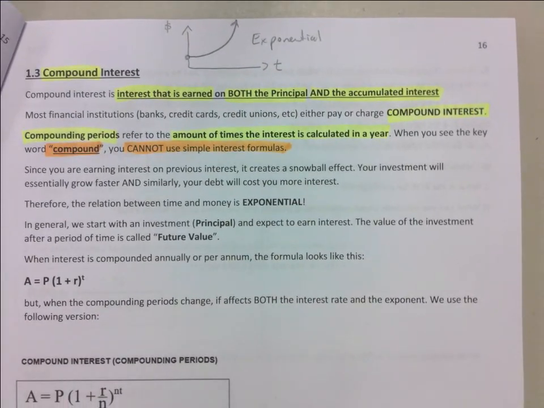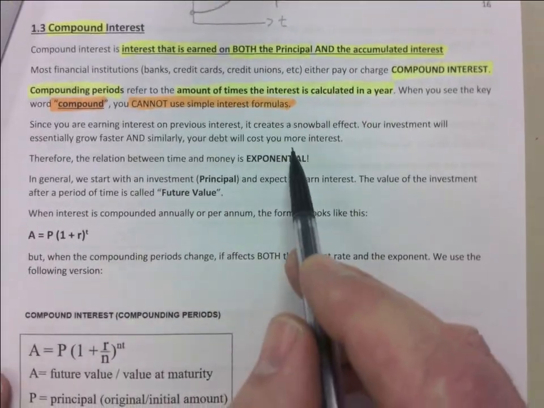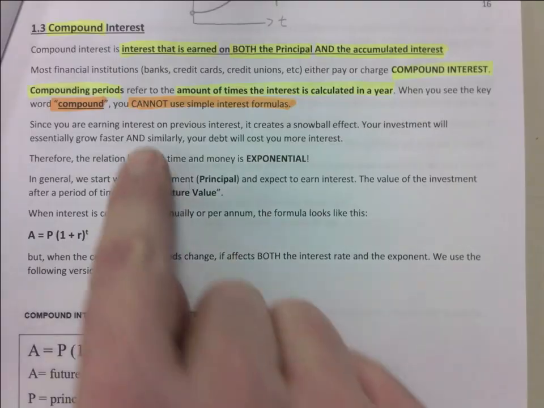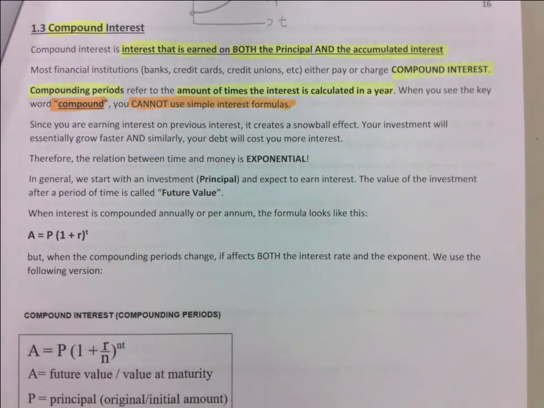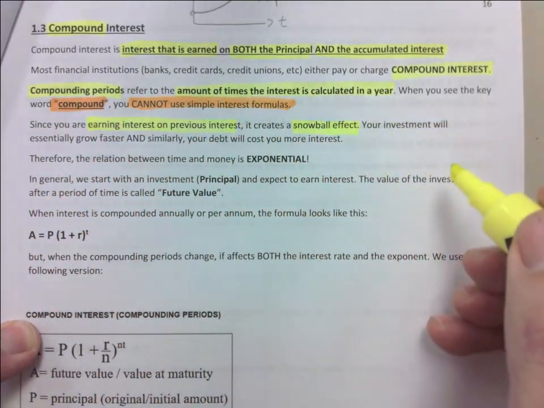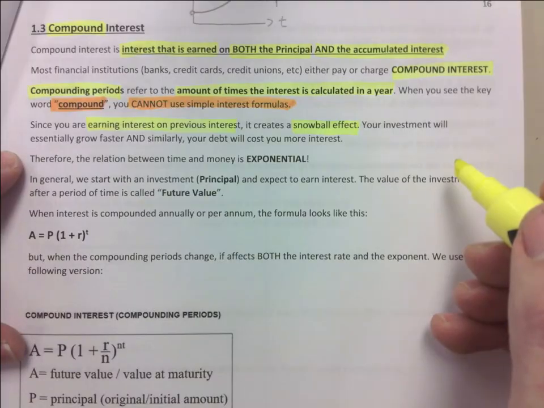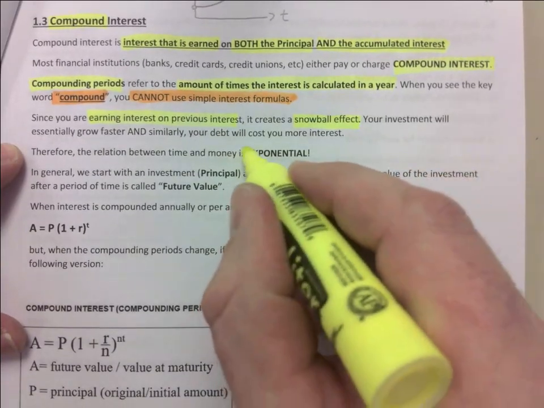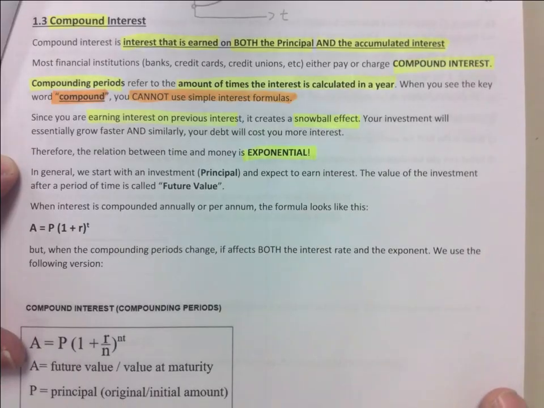So how will you know when to use simple interest, guys? Somewhere in the question it will say simple interest, so there's no doubt in your mind. If it says compounding periods, you know you're in compounding, okay? Since you are earning interest on previous interest, there's a snowball effect. It will grow faster, and so it's exponential. There it is again. I'm repeating myself, I know.